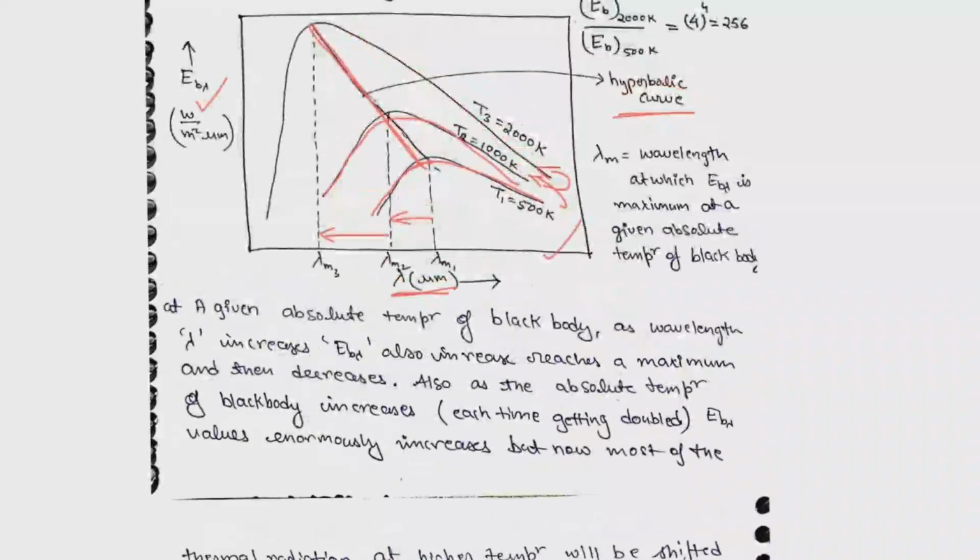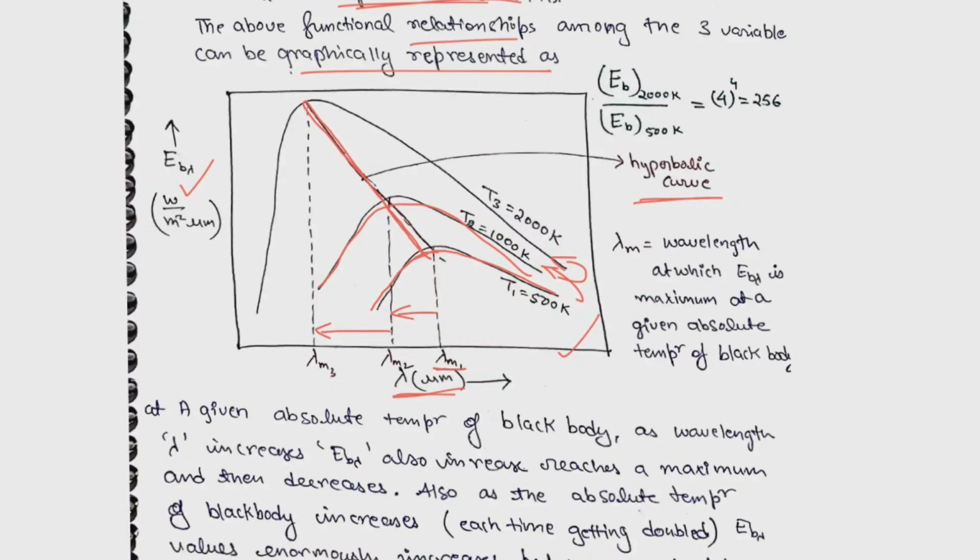If you see the curve here, there is a lambda m, lambda m. These lambda m's are for the peak value of monochromatic emissive powers. Even though the temperature is same, within the same temperature a body is emitting radiations in different wavelengths. Now we are interested in lambda m, where the lambda m is a wavelength at which E_B lambda is maximum at a given absolute temperature of a black body.